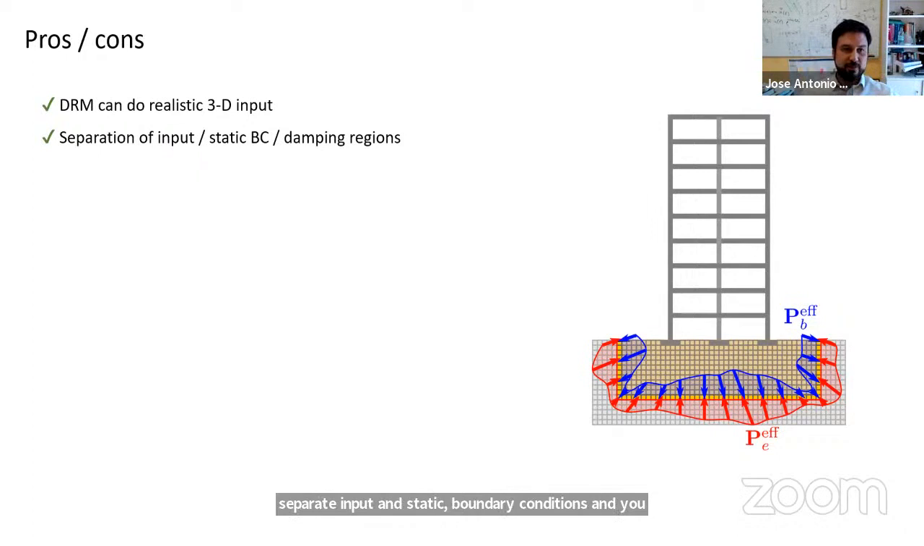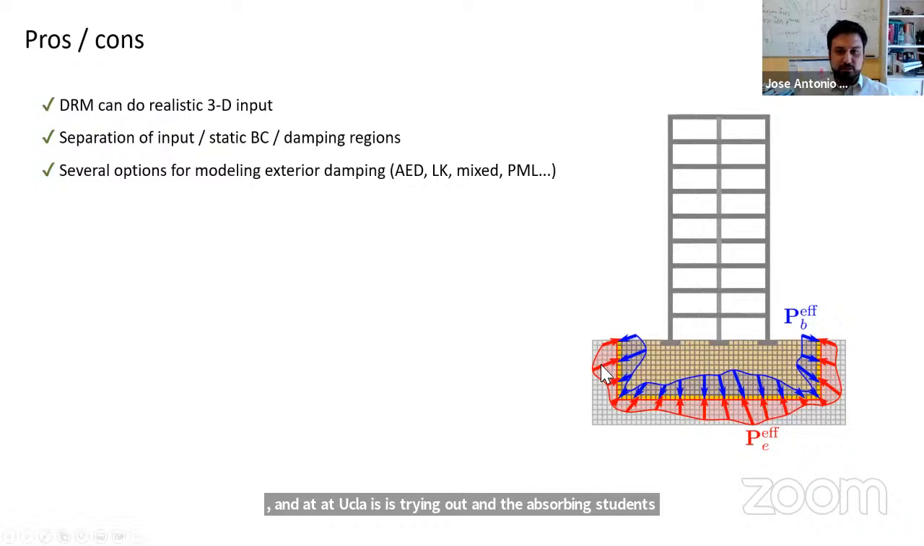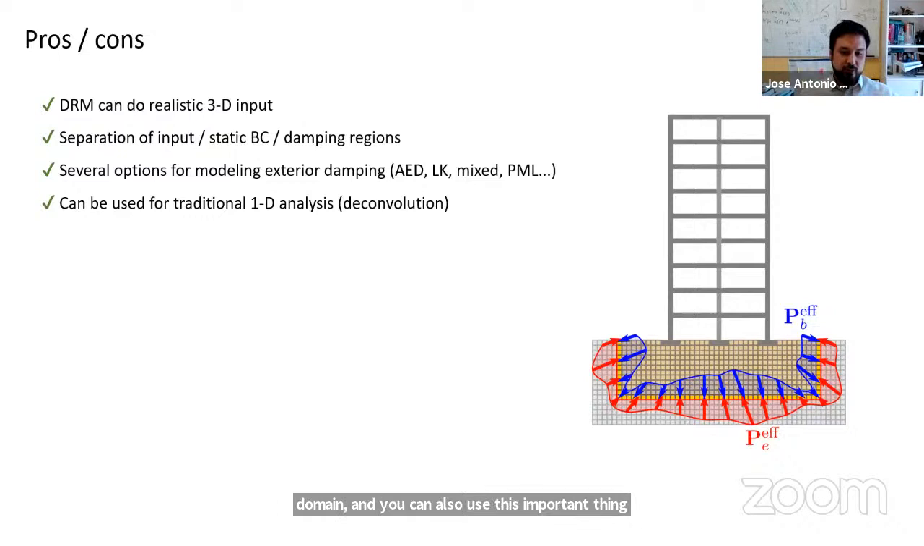So you can do, as before, Lysmer-Kuhlemeyer, you can do PML, which is something that Pedro Arduino and Ertugrul Tassiroglu at UCLA are trying out. And the absorbing exterior domain is basically adding damping to your exterior domain. And you can also use, this is an important thing, you don't have to do 3D with DRM. You can get the benefits of the splitting of the boundaries by doing traditional 1D analysis. You just need to deconvolve the motions and get a plane wave field. So that's a nice thing.